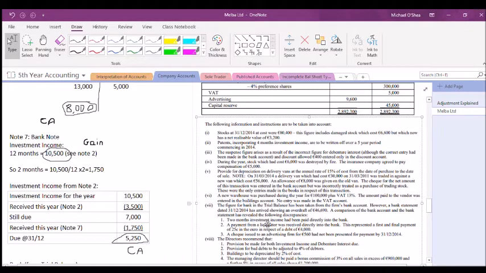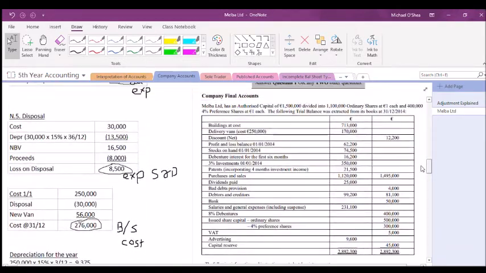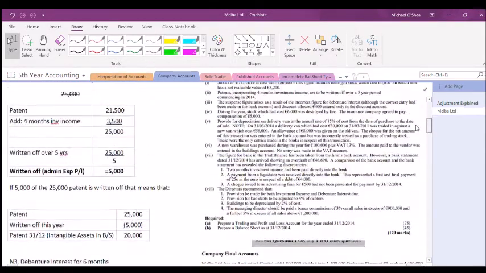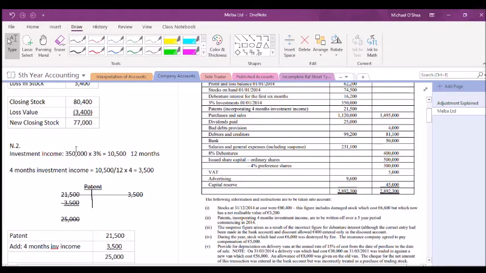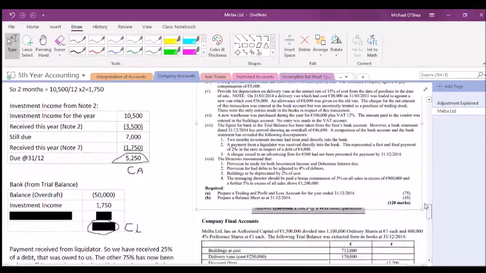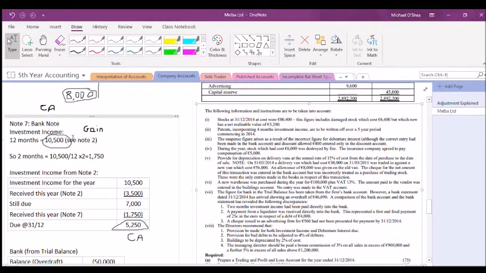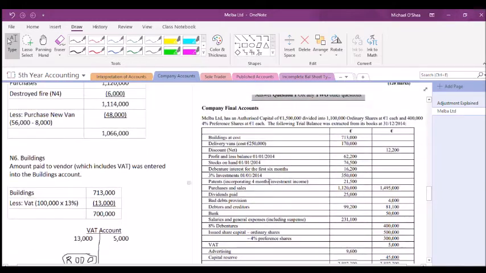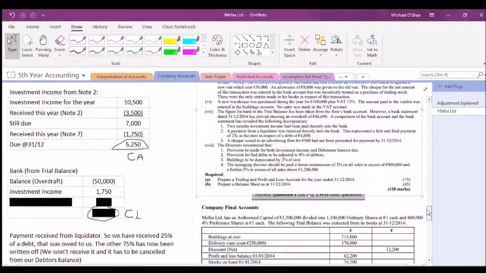First one, 2 months investment income had been paid directly into the bank. Well, if you look here, we started with investment income earlier on. We had seen it in note number 2, I believe, with patents. The investment of 350,000 at 3% is 10,500, which was our 12 months investment income figure. That 10,500 is obviously a gain. That's full investment income for the year. Again, I'm just taking that from my 3% investments at the first of the first, multiplied by 350,000, 10,500.